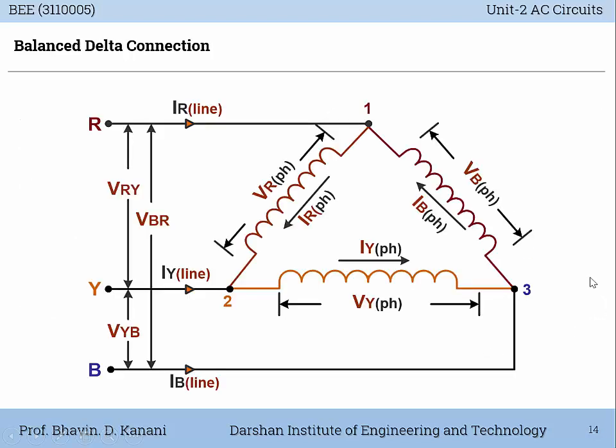In the same way, let us try to understand delta. In delta configuration, if we consider the line voltage between R and Y, so this is the line voltage VRY. If we consider the phase voltage of the R phase winding, that is this VR phase, in this condition VRY is equal to VR phase. So our conclusion is that in delta configuration, line voltage and phase voltage remain the same.